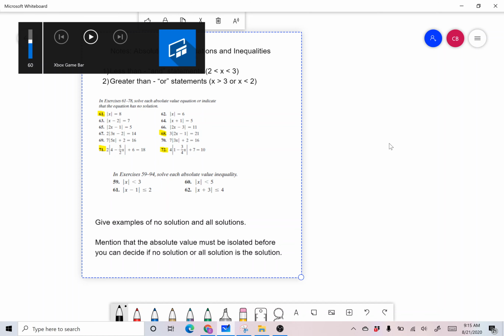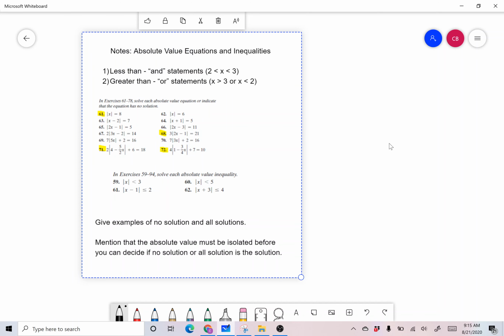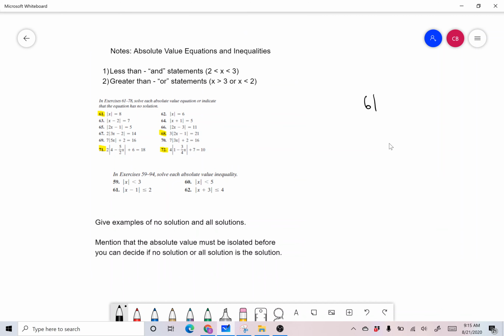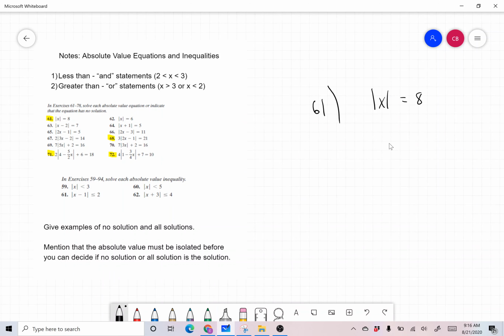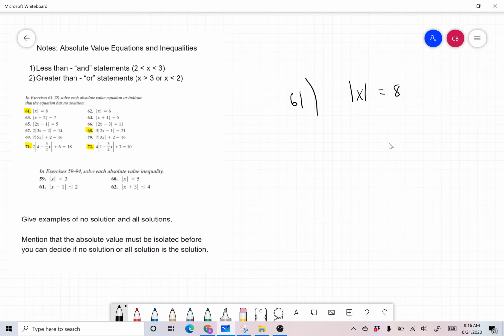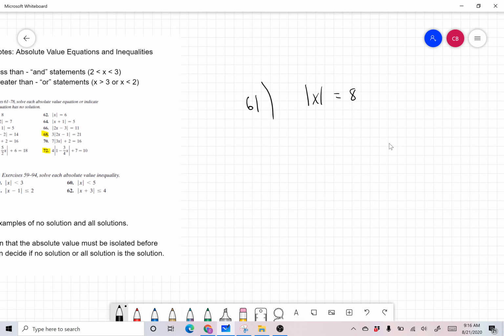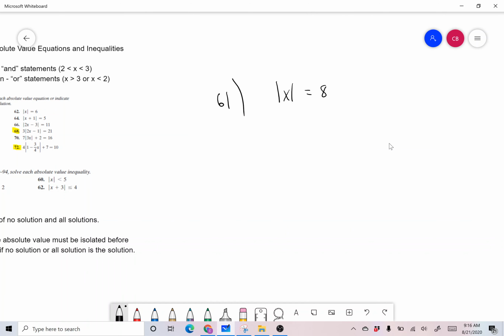Okay, so we're going to talk about absolute value equations, and this one we're going to do 61 first. If you're given the absolute value of x is equal to 8, remember that the absolute value is the distance x is from 0. Therefore, there are two values where x is 8 away from 0. That would be when x is equal to positive 8 and negative 8. You just take the positive and negative values and you're done with it.